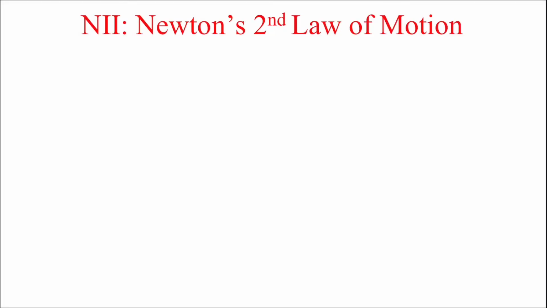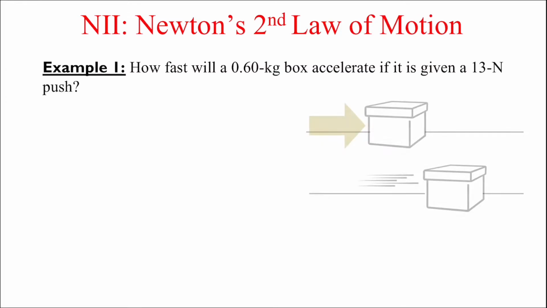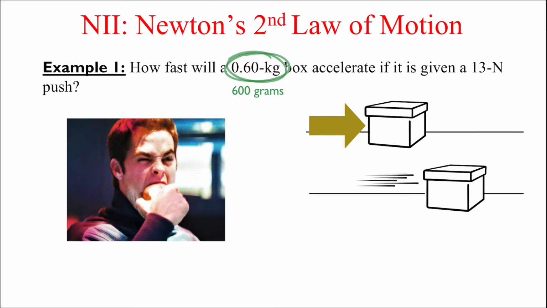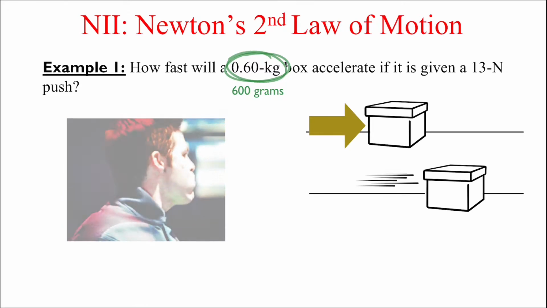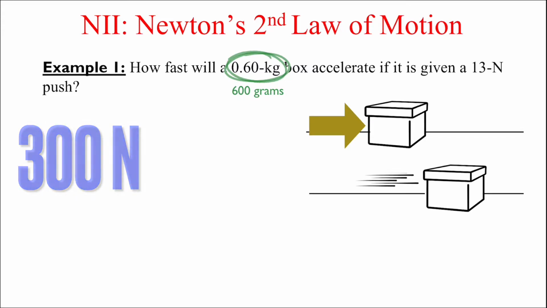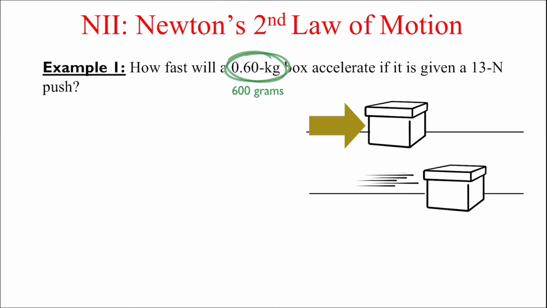In the first example, we'll have to find how fast a 0.60 kilogram box will accelerate if it is given a 13 Newton push. Now, 0.60 kilograms is 600 grams, or just a little under 1.5 pounds, like a typical bottle of water. And to get a sense of how much force 13 newtons is, think about how hard you can bite into an apple. That type of bite is typically about 300 newtons of force, just due to your incisors. So a 13 Newton push might be like a light tap in comparison.